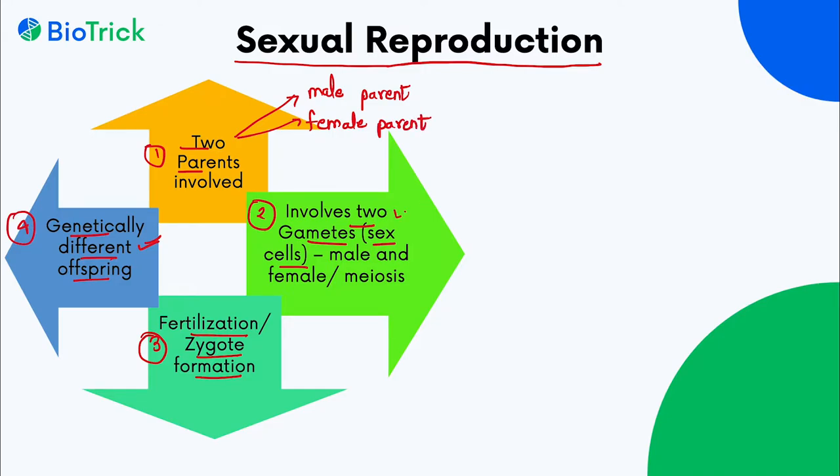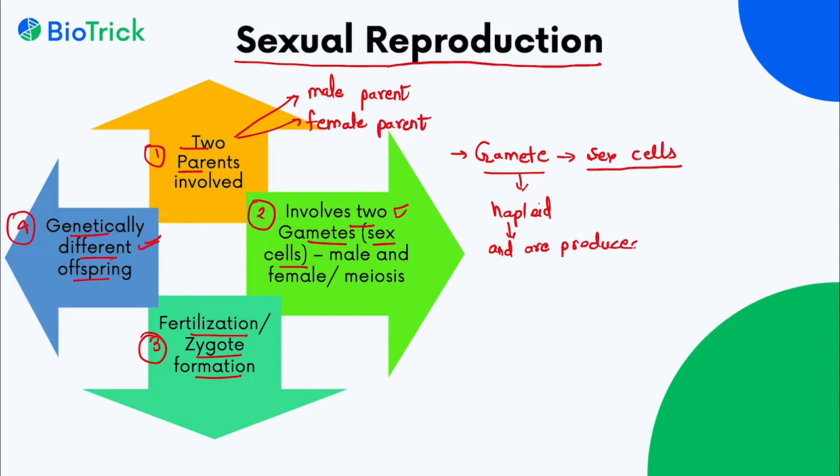The second feature is that it involves two gametes. Now what do you understand by the term gamete? Gametes are the sex cells. These are haploid in nature and are produced by the process of meiosis. It is an important term. Please remember this. How are they produced? They are produced by the process of meiosis.